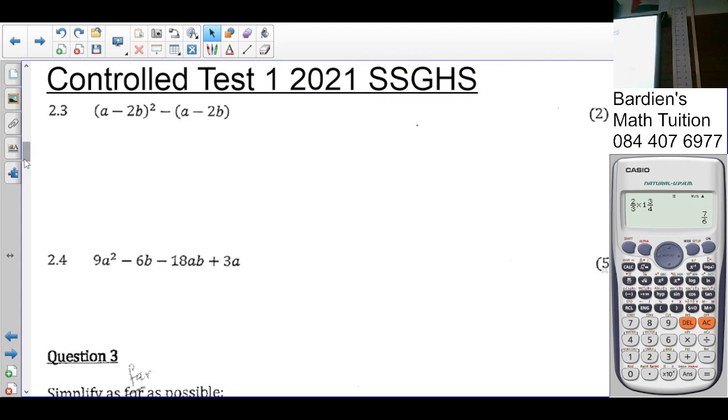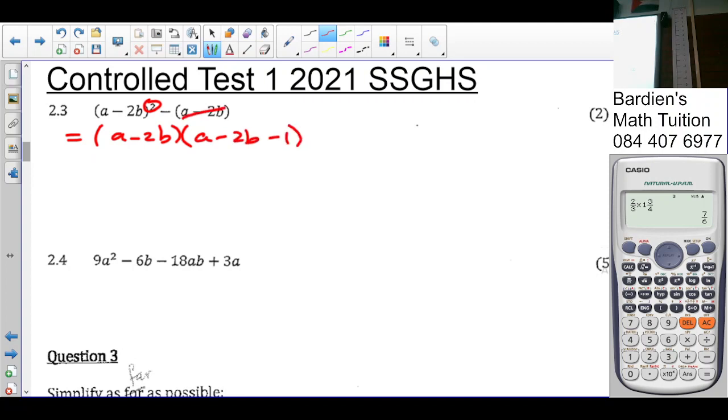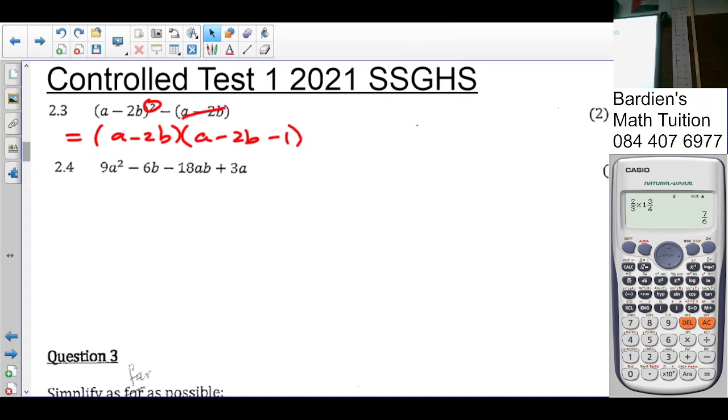Alright, next one. What is the factorization here? Common bracket. To take a common bracket out, what am I left with? Take one of this out, I'm left with the other. So a minus 2b, but take it out, I'm left with minus 1.